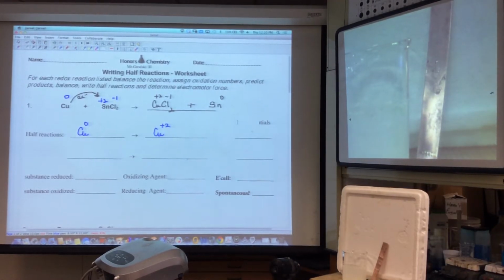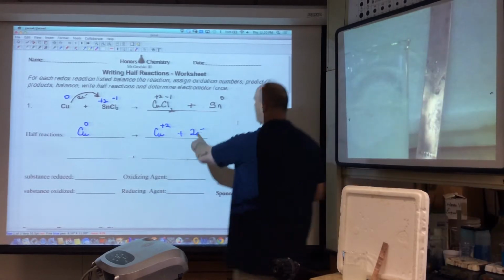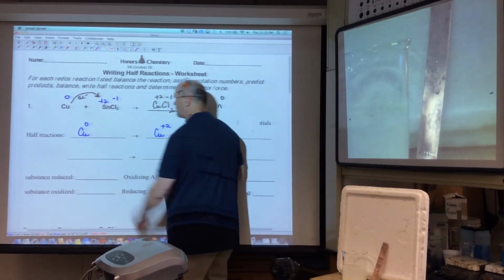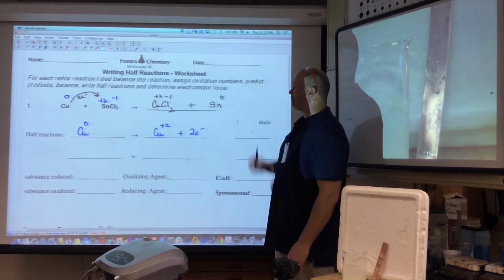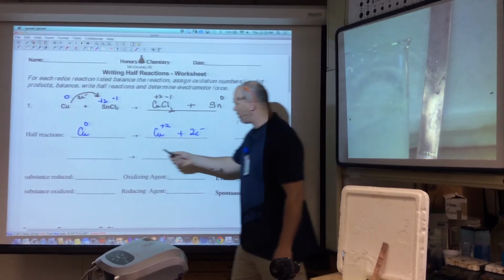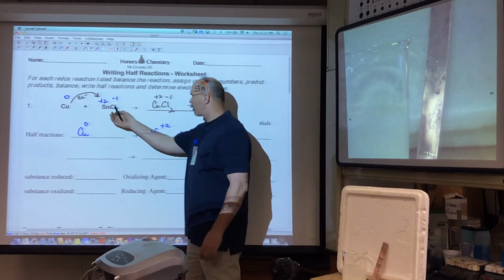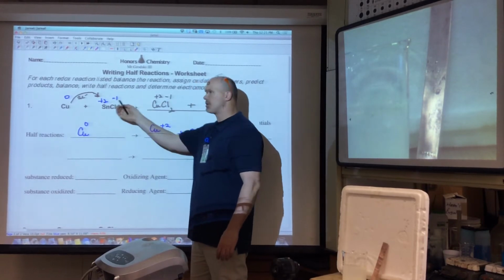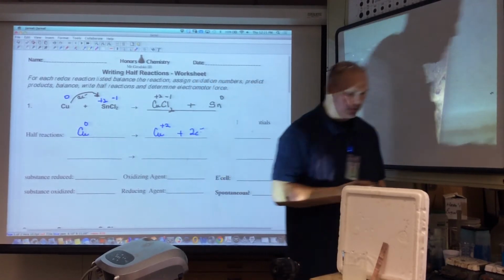So where do I put the 2 electrons? On the product side. I need 2 of them, so I have 2e-. And I know that's correct because a -2 and a +2 is 0. This is a 0. Good stuff. Okay, now, the next one, who's changing? Do I write chlorine down here? No, because chlorine's neither getting oxidized nor reduced. Its charge is staying the same.